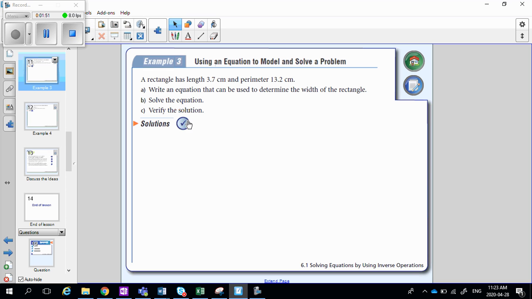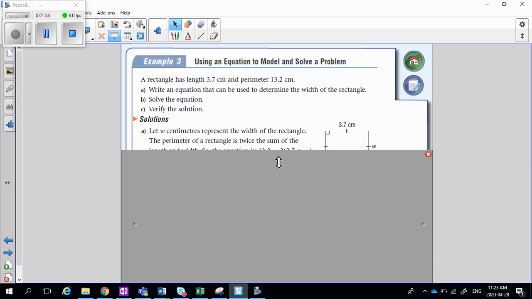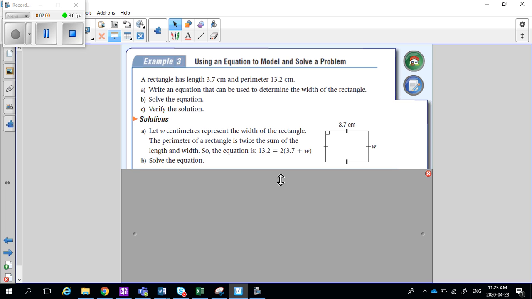So let's see how we're going to do this, okay? So what are we going to write? Okay, let's see how we do it here. So it says, let W centimeters represent the width of the rectangle. Okay, we don't know what it is, so we'll say it's W. We could say it's P. We could say it's J. But because the word is width, a lot of times they'll use a letter that goes with the word.